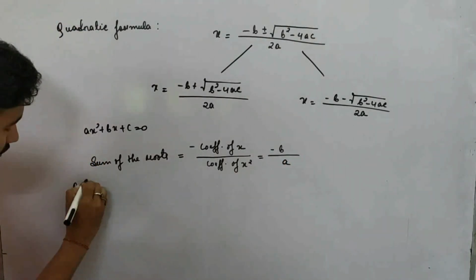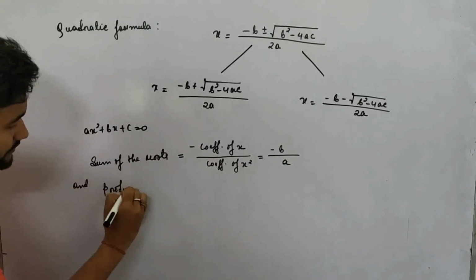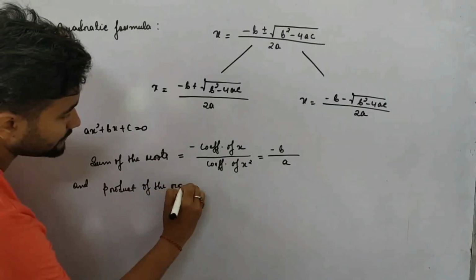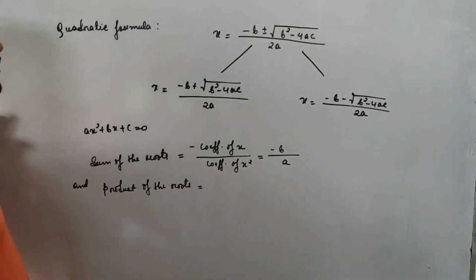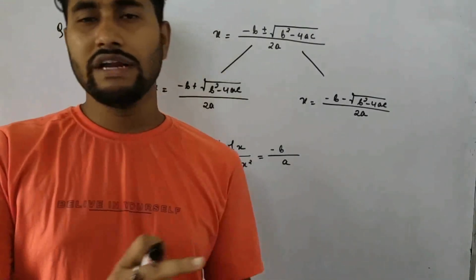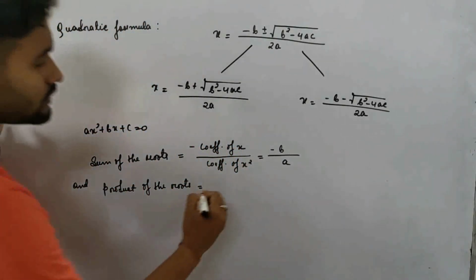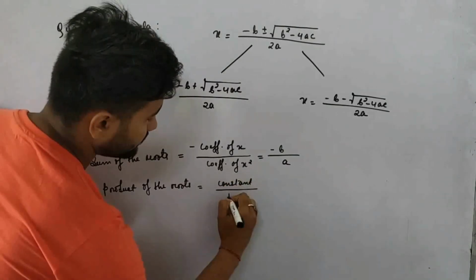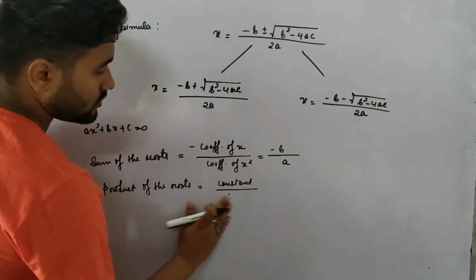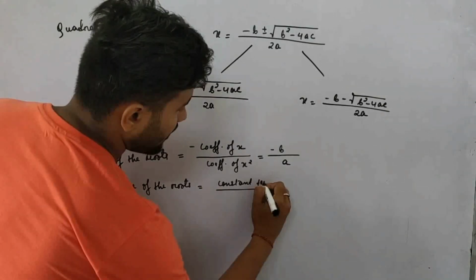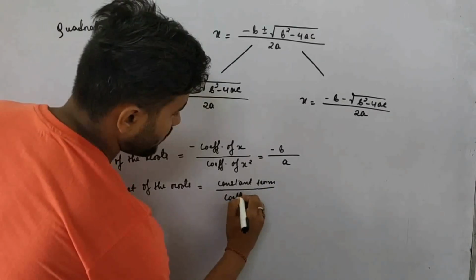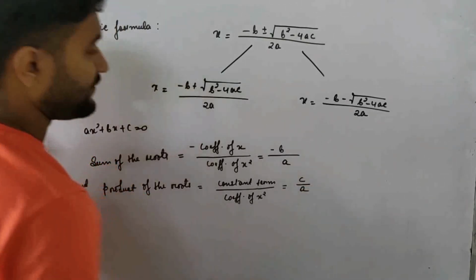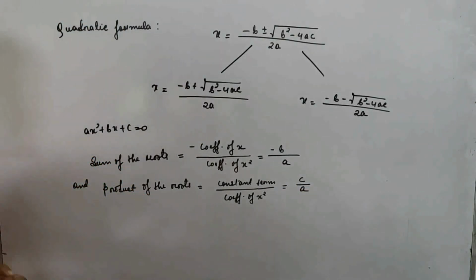And product of the roots will be equal to what? What you have learned in polynomials? Constant term divided by coefficient of x square, isn't it? So constant term divided by coefficient of x square. So this is what? c by a. Okay, so this is the sum of the roots and this is the product of the roots.